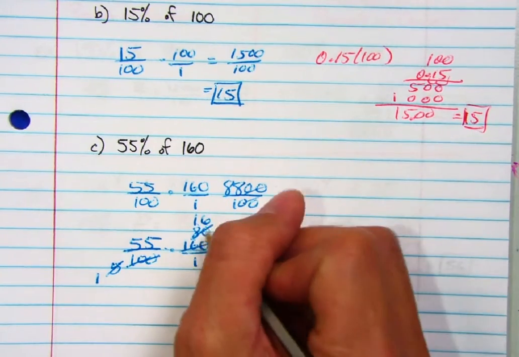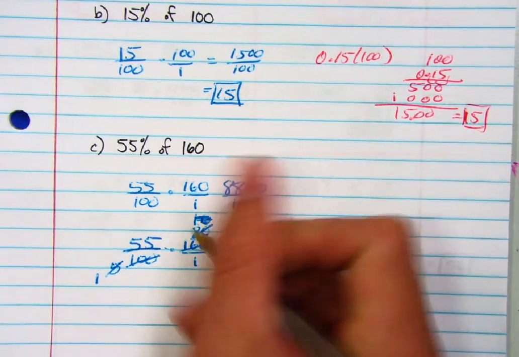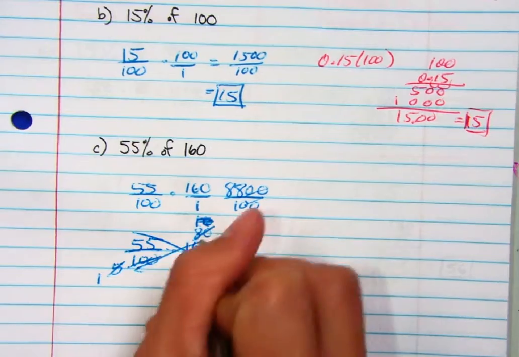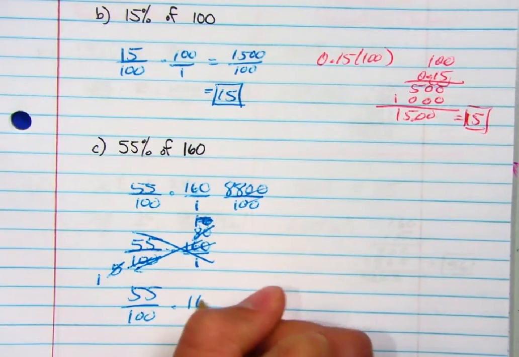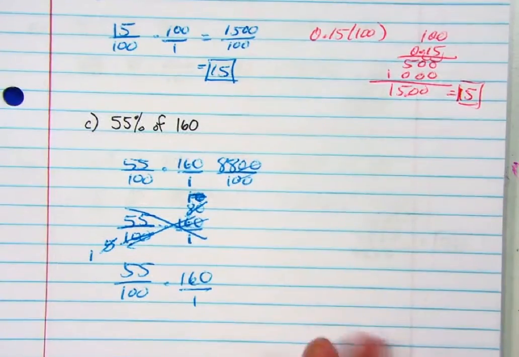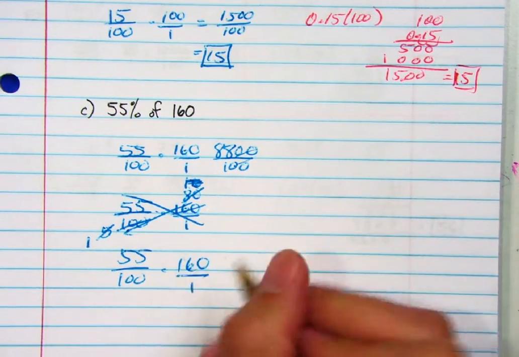Wah, wah. I made a mistake right here. Whoop, whoop, whoop. Hey, look, let's just do this again. 55 over 100 times 160 over 1. That's what you get for hurrying through the problem. Be careful. I make mistakes too.